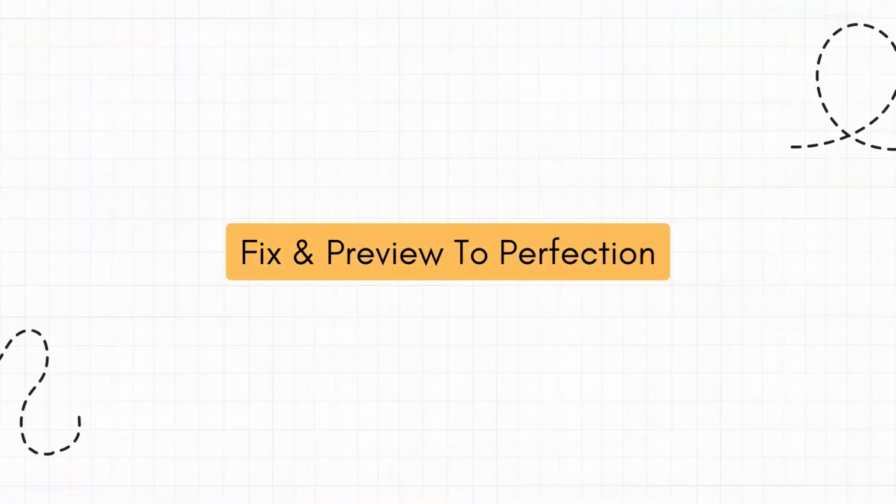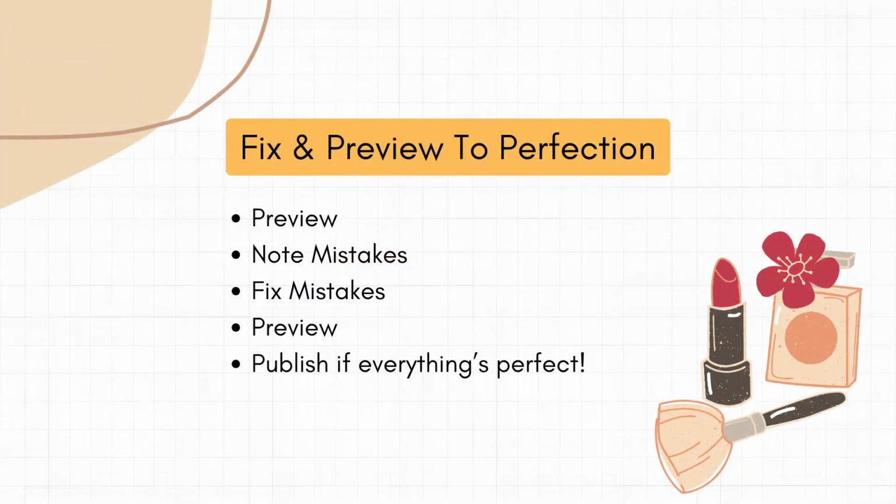And finally, fix and preview until perfect. If you spot anything that needs to be fixed, jot them down immediately. Then go back to the Wix editor to fix those mistakes. Once you're done, preview your site again. Repeat this process until your site is perfect.